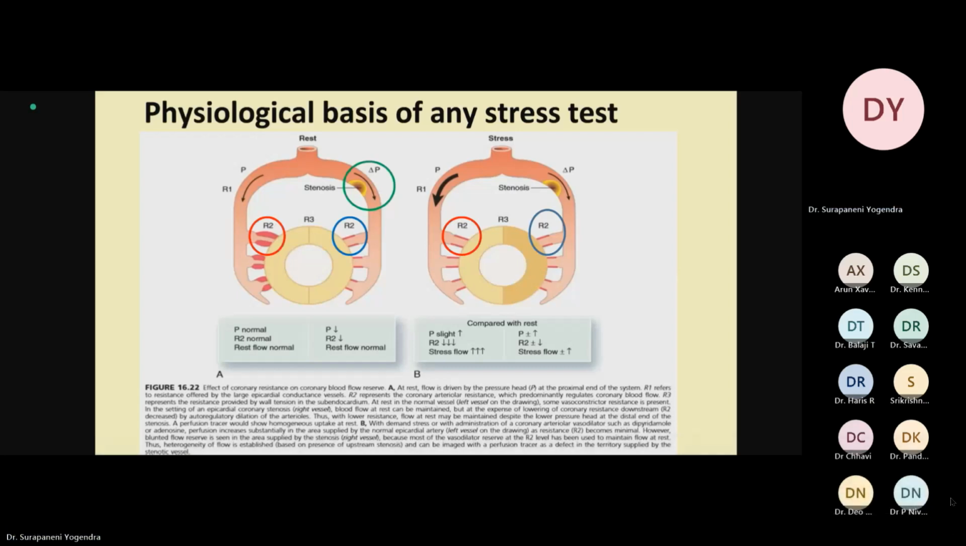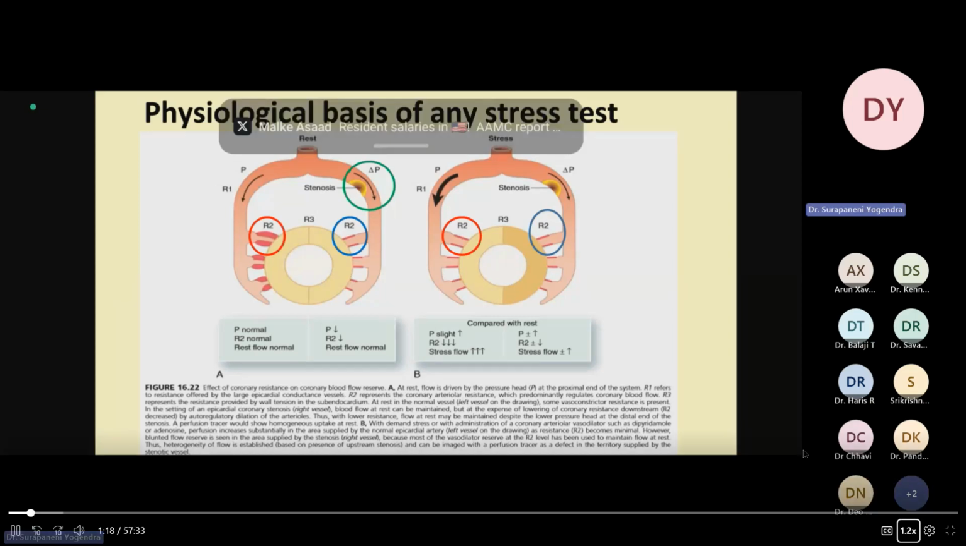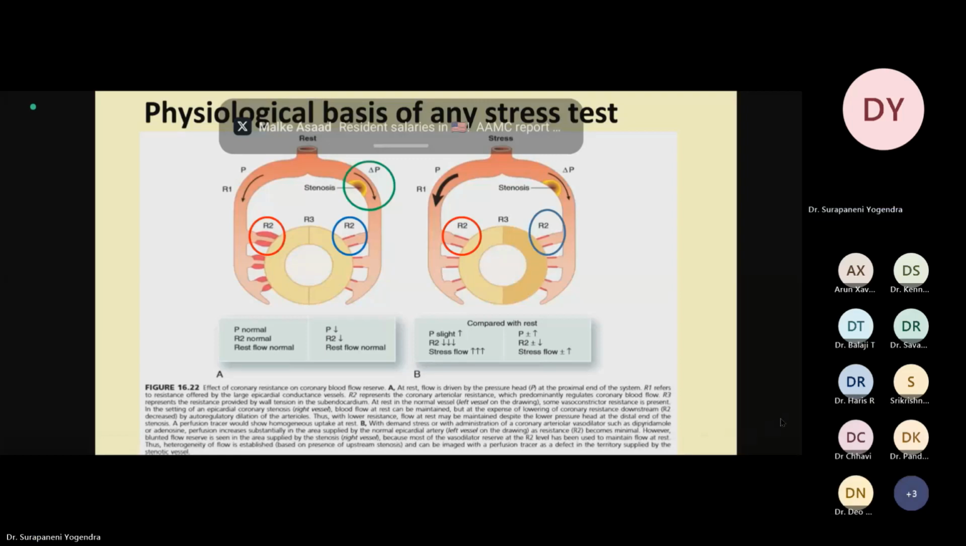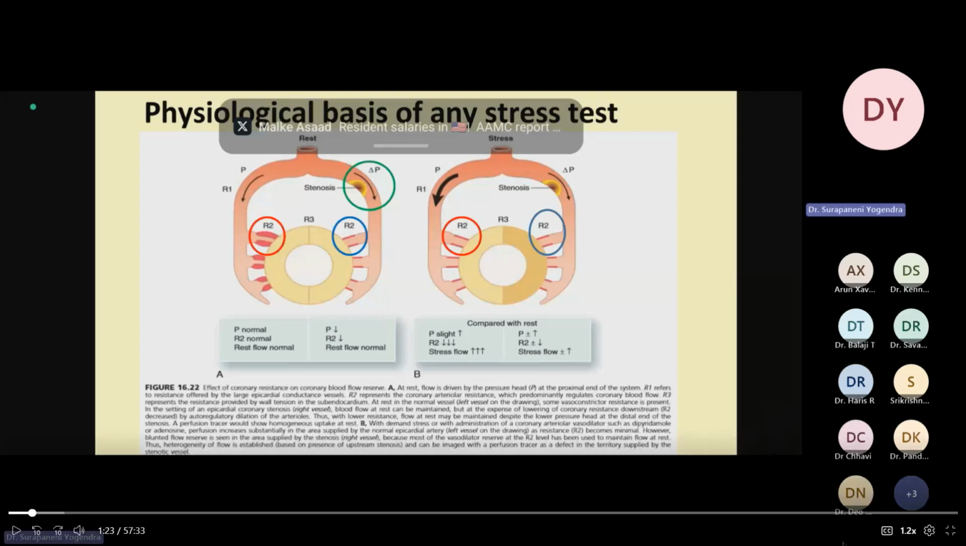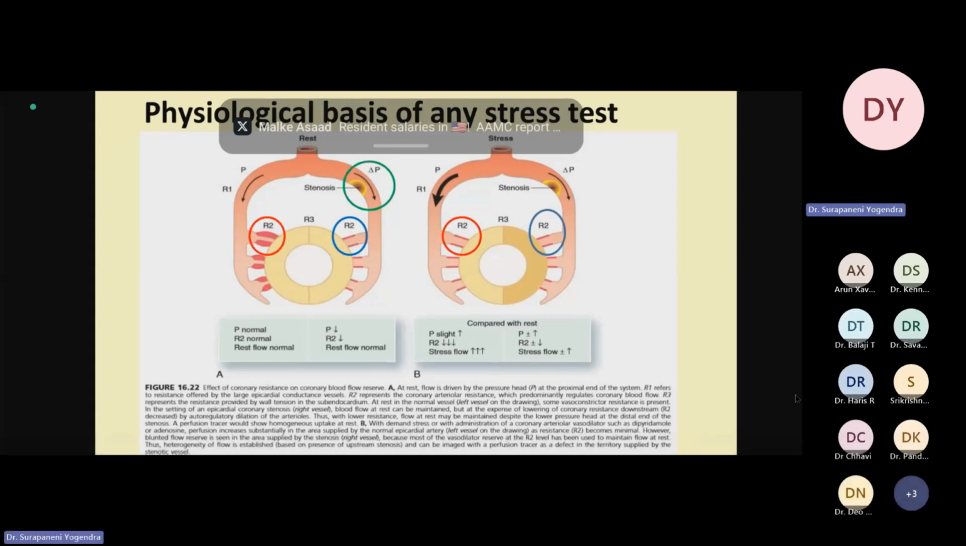So, cardiac, physiological basis of any stress test. Here on the screen, you can see two images. The first one shows the image at rest and the second is in stress. During rest, coronary blood flow is driven by the pressure head at the proximal end of the system. The resistance in the system is denoted by R1, R2, and R3. R1 represents the large epicardial conductance vessels, R2 represents the coronary arterioles, and R3 represents the wall tension provided by the subendocardium.